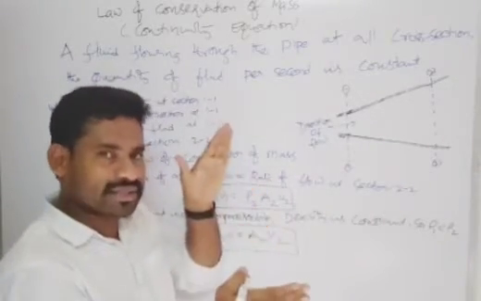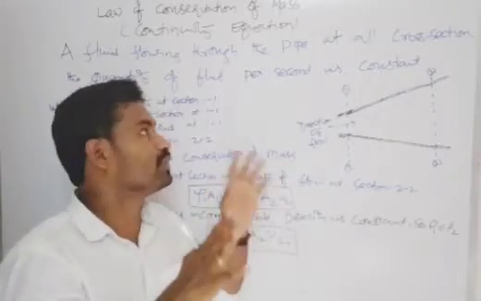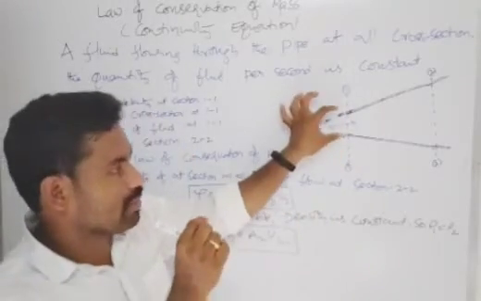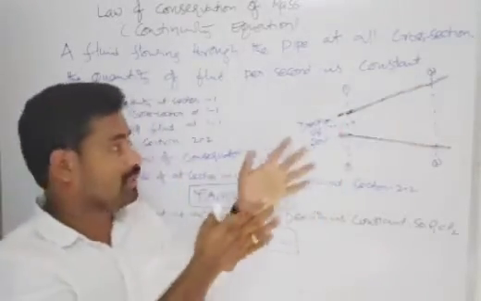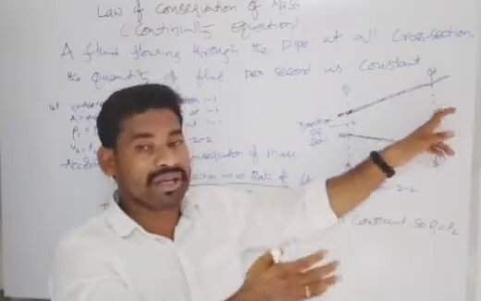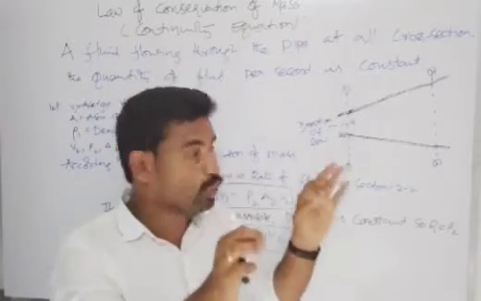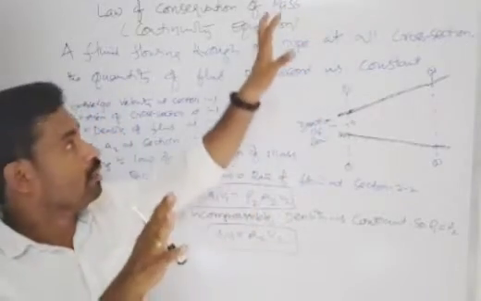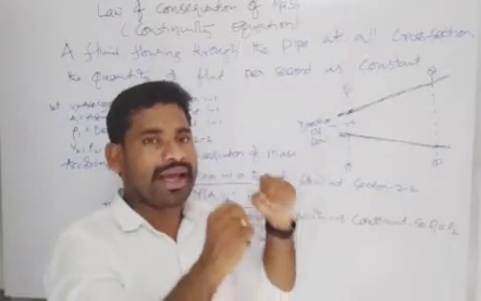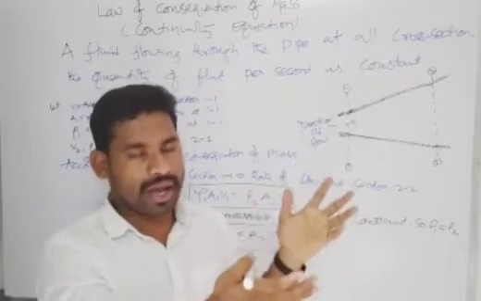Here the pipe diameter is low and here the pipe diameter is high. Even if the diameter increases or decreases, the quantity of fluid will not change. That is the law of conservation of mass. Suppose the quantity of liquid were very low here and very high there; that is not true in the law of conservation of mass. It explains that the quantity of fluid is the same at any section, whether it is a low diameter or a high diameter.